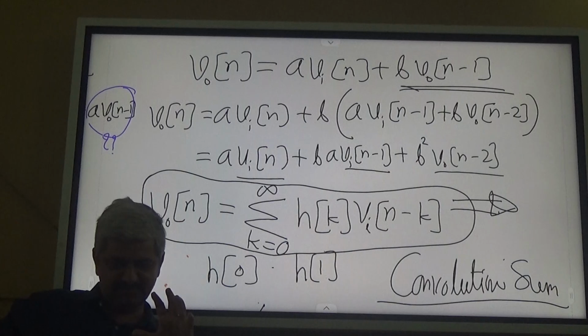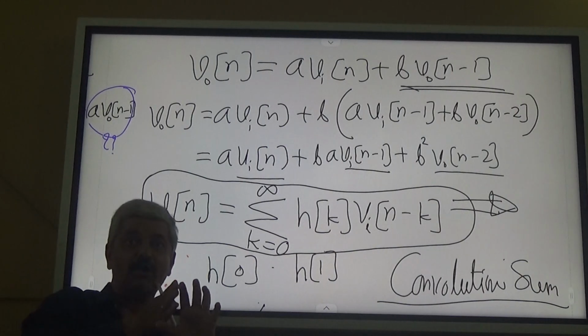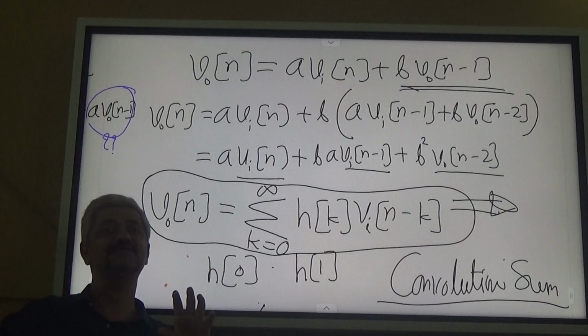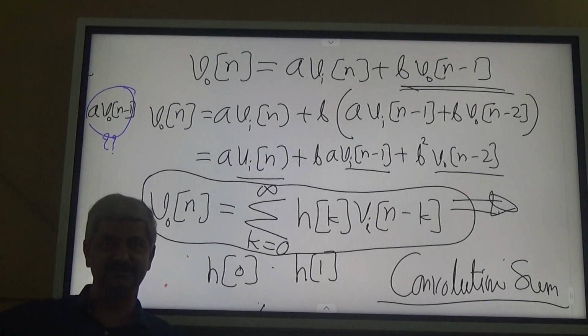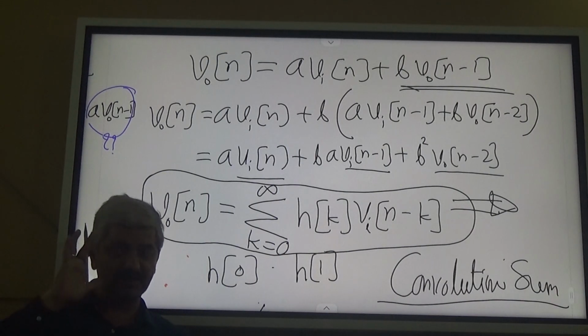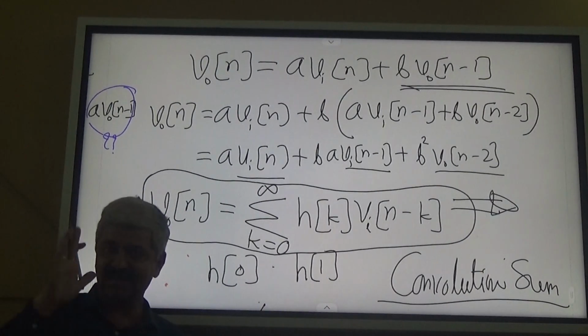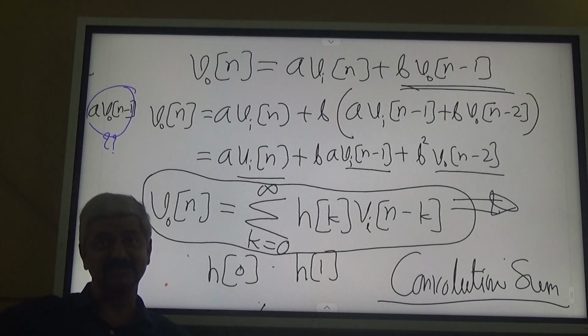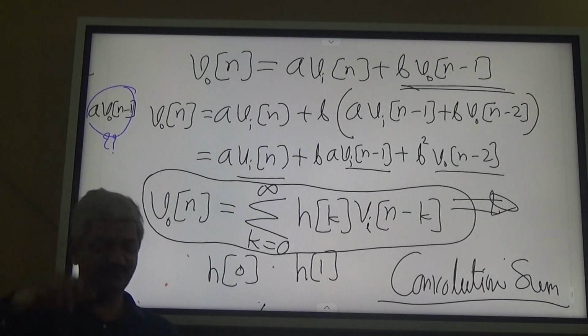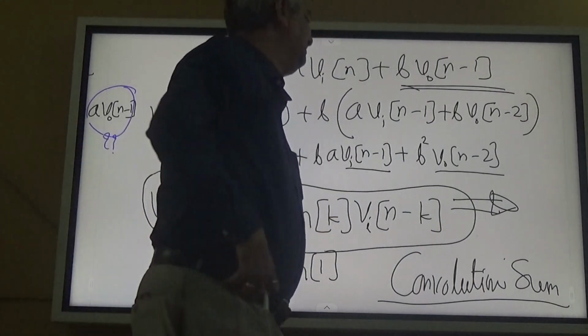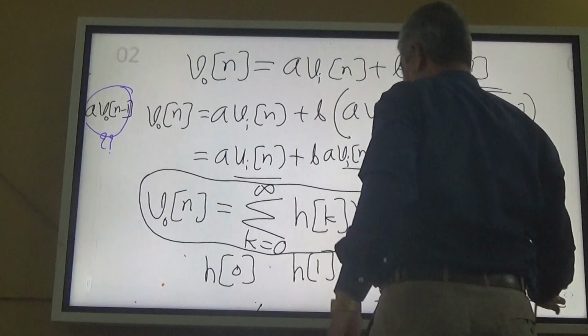Current thing depends on all previous things. Current thing is the outcome of all previous things in different proportions. So is it clear? So current output is a weighted sum of current and all past previous inputs, and this is called the convolution sum.